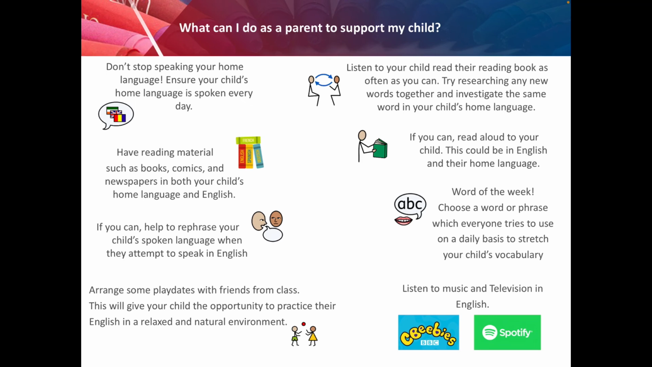Like when they're trying to sing, and then looking it up, and maybe, can we sing it in the same tune in our home language? Anything like that would just really help to push that language on.